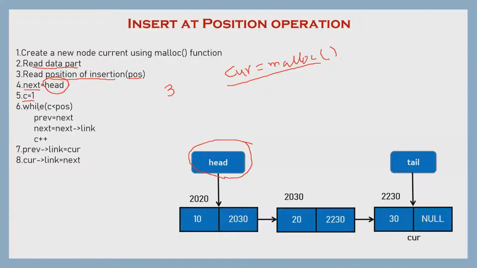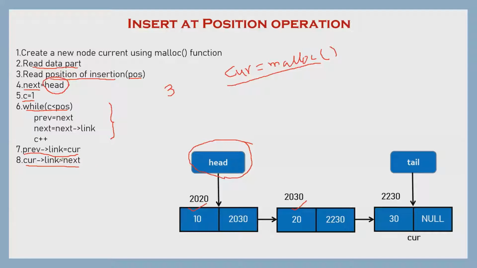Next, while C less than position, when the counter is less than position, this next node is assigned to the previous node. Next node will become the next link node. That means if this is the next node, then when the counter is less than position, this will become the next node and this will become the previous node. Then increment the counter by 1. Repeat this loop until the counter reaches the position. After that, you need to perform these steps. Previous link is assigned with current, current link is assigned with next.